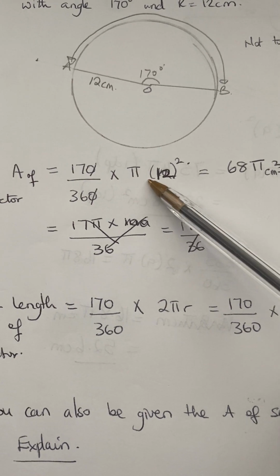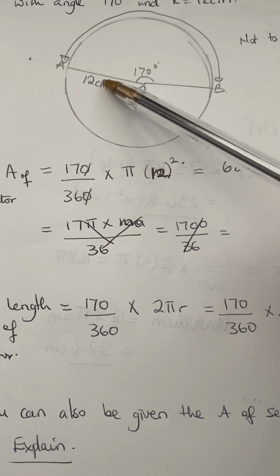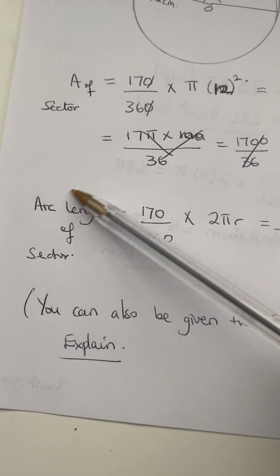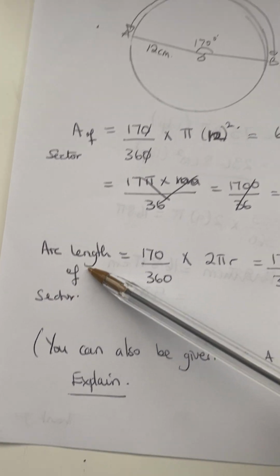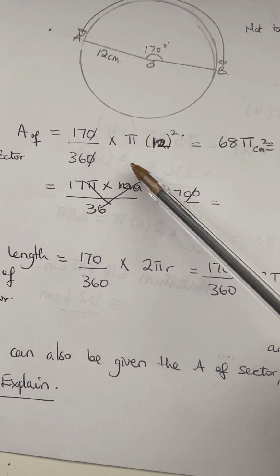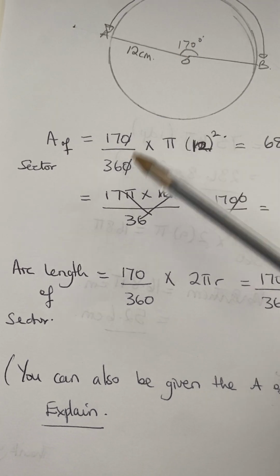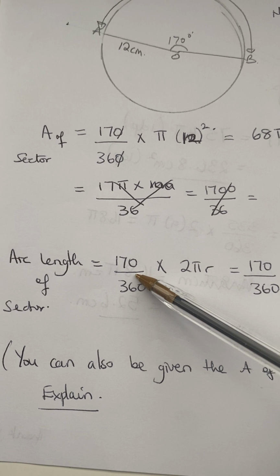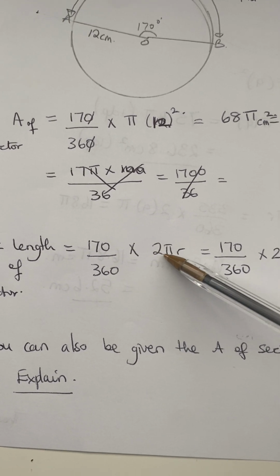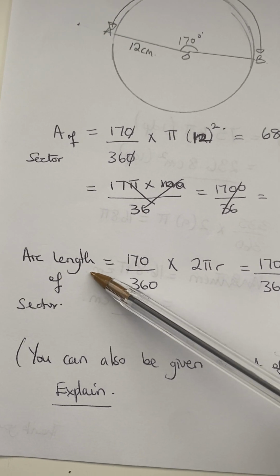So that would be the area of a sector. So this is the area, this part. Now the arc length here is part of the circle or part of the circumference. So we don't use this formula. We use the formula we used yesterday, but we need the angle. So 170 divided by 360 times 2 pi r, because you want the length.